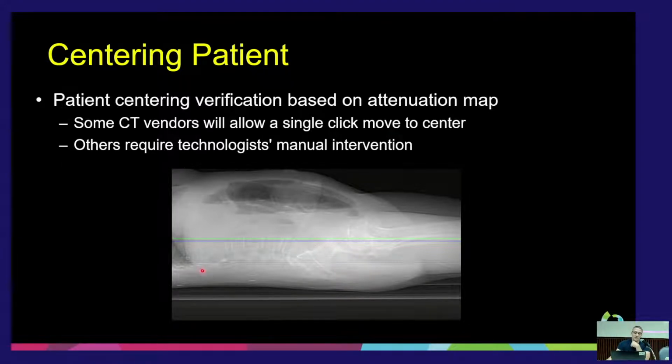For that reason, personally, at our center, we always do a lateral scout or scanogram, topogram, whichever scanner you're using. We always do it first so we can make sure our patient's nice and centered, and then we proceed to do the anterior, the AP or PA scout when we use 2 scouts.